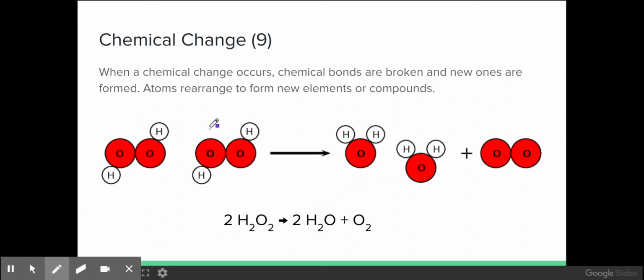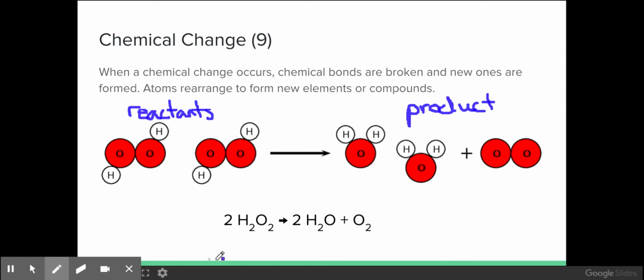When we talk about substances before a chemical change, we call them reactants. So everything that's on the left side of this arrow is a reactant. And we say that anything that's on the right side of that arrow is a product.